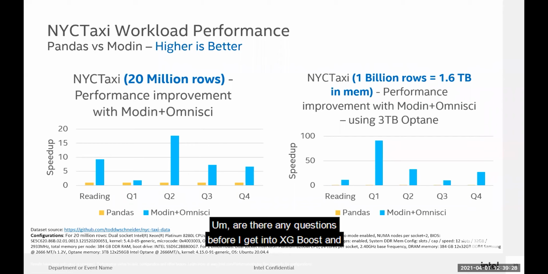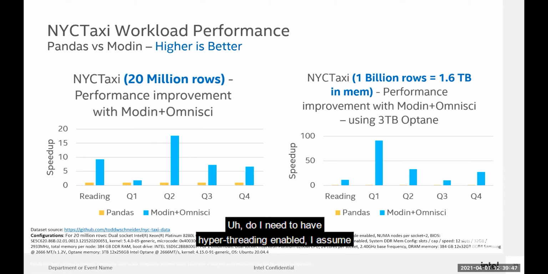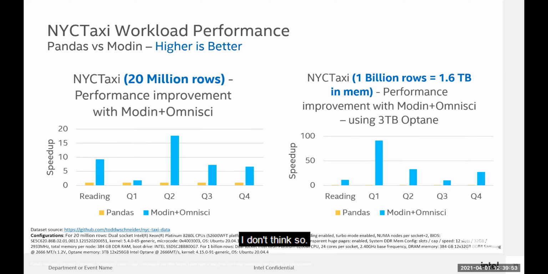Are there any questions before I get into XGBoost and scikit-learn optimizations? Let's see, I have one. I have Intel i5 8th Gen. Do I need to have hyper-threading enabled? I assume this is in case for Modin. I don't think so. Again, it's just a single line change.